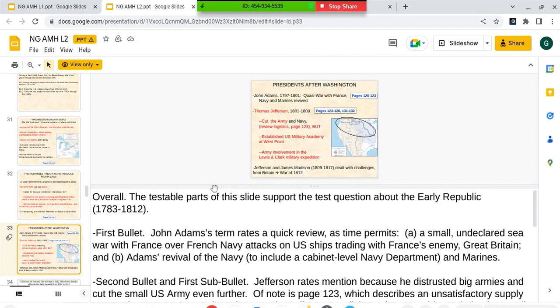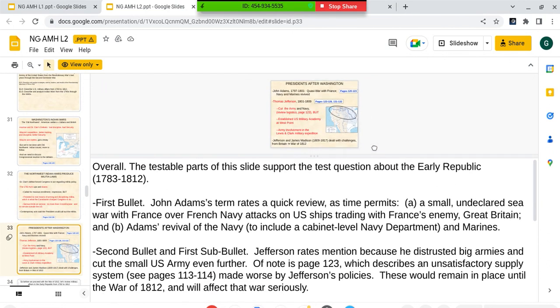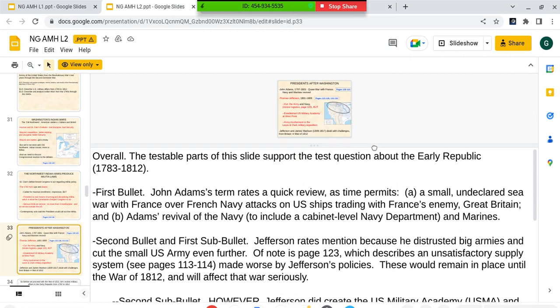So what's important here? The testable parts of the slide support the test question about the early republic. John Adams' term rates, a quick review as time permits. So the second bullet here is what's testable, what's in red. Jefferson, there was an unsatisfactory supply system, which was made worse by Jefferson's policies. These would remain in place until the War of 1812 and will affect that war seriously.